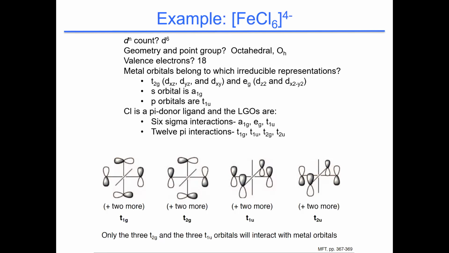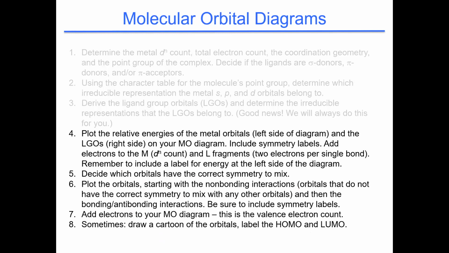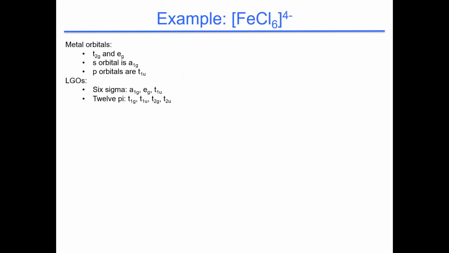But keep in mind that only the 3 T2G and the 3 T1U orbitals interact with the metal orbitals. So they're the only ones that have the proper symmetry to interact with the metal orbitals. So now let's go through steps 4 through 8 for this complex. The orbitals that we have available to us are these following metal orbitals and these ligand group orbitals.